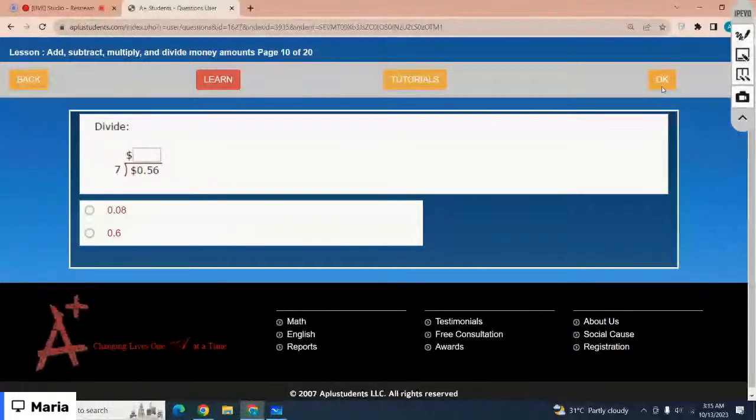Okay, you have to divide 0.56 divided by 7, which is the correct option? The correct option is... 0.56 divided by 7 is 0.08.